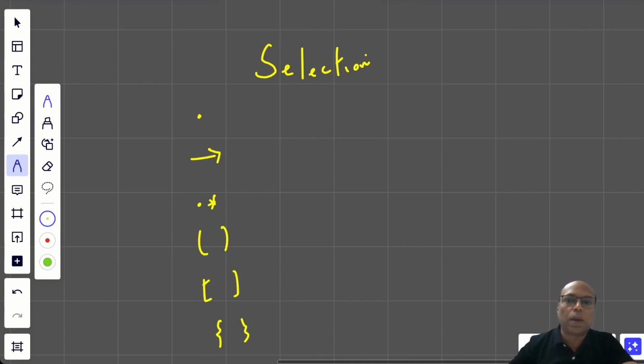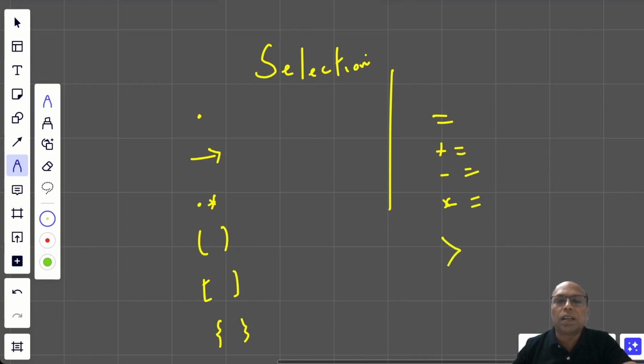Once again, I would like to remind you the assignment operators are simple assignment and composite assignment: plus equal to, minus equal to, multiplication equal to. All the binary operators can be combined with the equal to, except greater than and less than, which cannot be done because they have already been combined. Okay, I hope you understood this, and I hope it's beneficial for you.